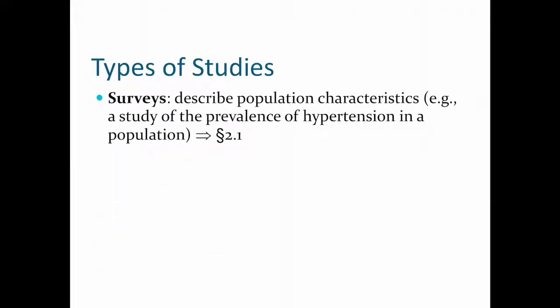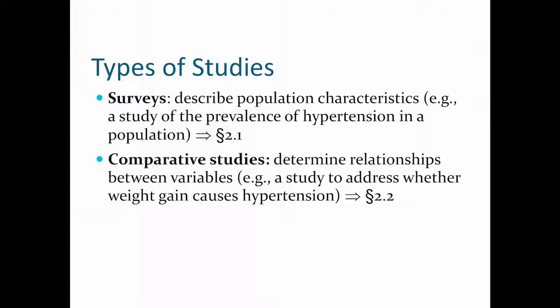So types of studies. A study is a description of population characteristics, i.e. a study of the prevalence of hypertension in a population. Comparative studies determine the relationship between variables. An example would be a study to address whether weight gain causes hypertension.